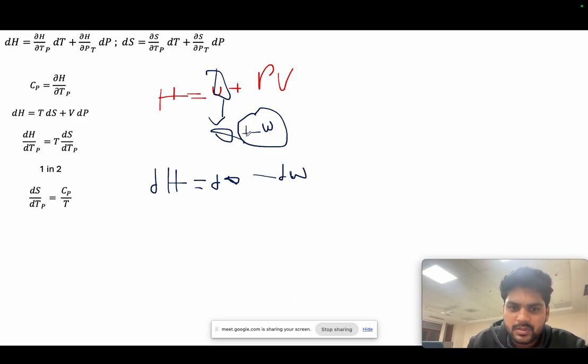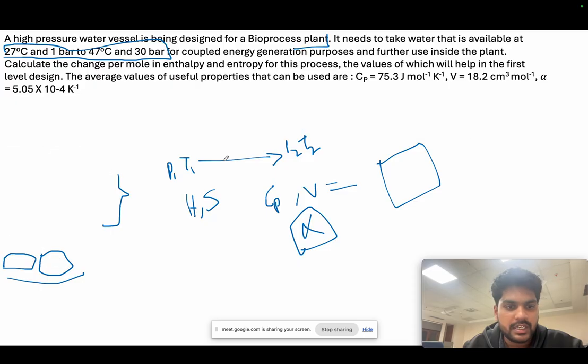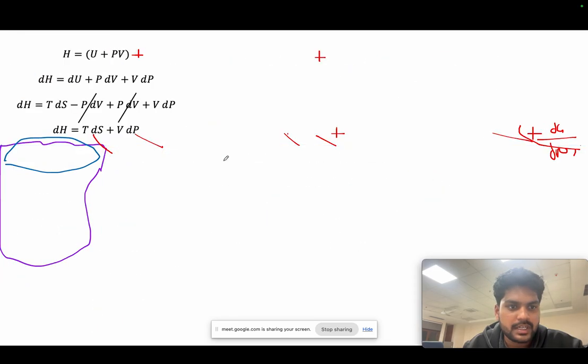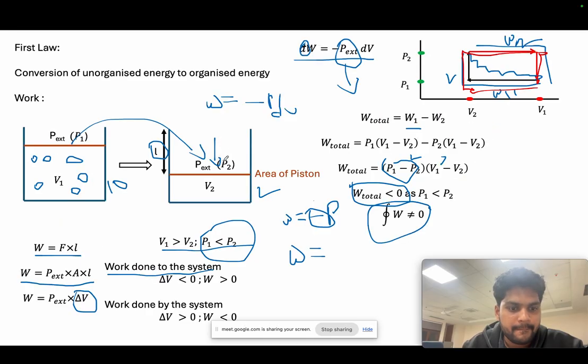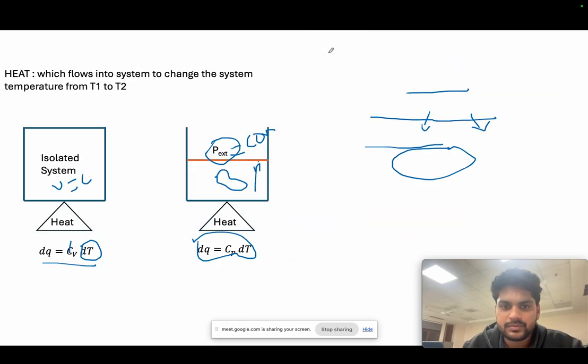Otherwise you can keep it as plus also. For now I will tell you dw. I am talking about only the internal energy. Now the dw, if you take the dw, we'll go to the first slide. So if you take the dw, which is the difference between the first equation and second equation, we are taking dw as minus p external dv. So I am taking this equation.